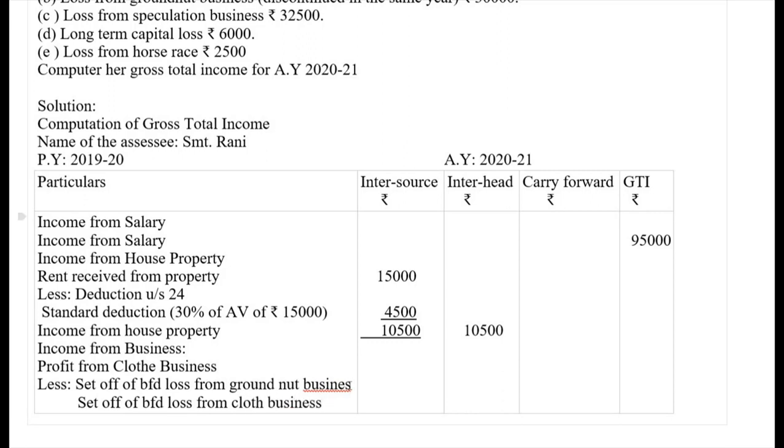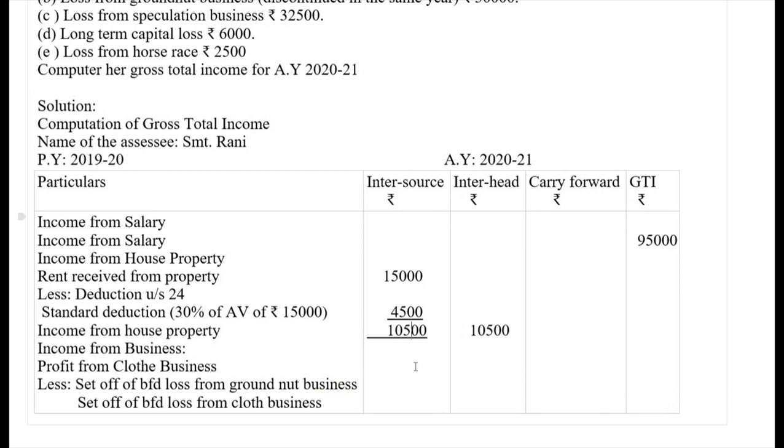So here business. Okay, so now let us take the values here. We have given in the problem profit from cloth business as rupees 45,000. So 45,000 minus, we can indicate the minus bracket here, 30,000. Then there will be still 15,000 income from business, against which we can adjust 7,500 of loss from cloth business.